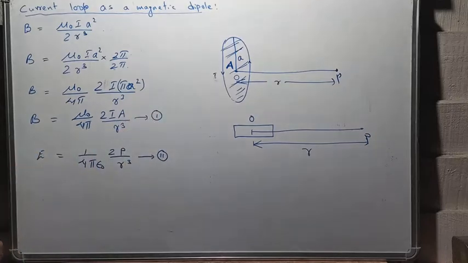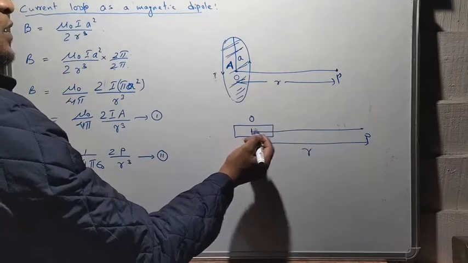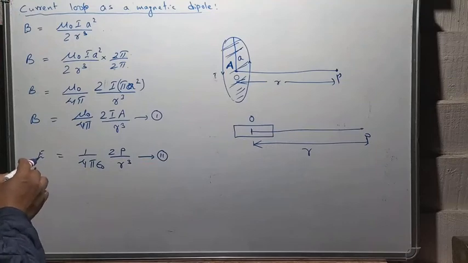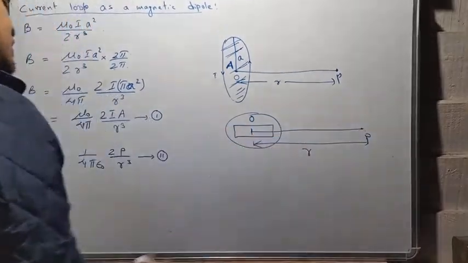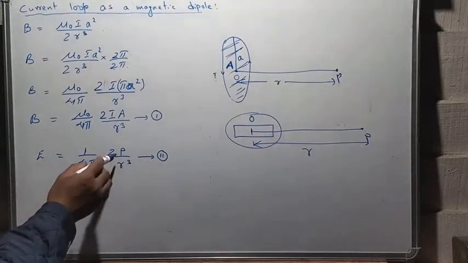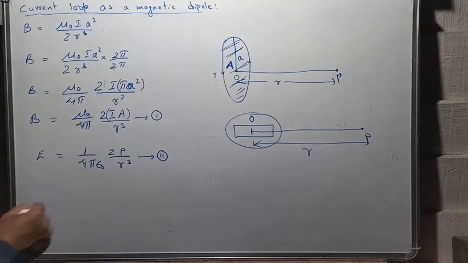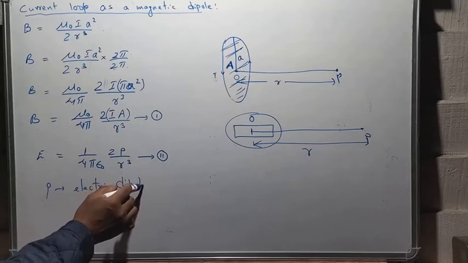Similarly, if you remember in chapter 2, we also talked about the electric field at an axial point at a very large distance from the center of the electric dipole. In that case, we found that the electric field E at this point P is 1 upon 4 pi epsilon naught, 2 P upon r cube. Let us name this equation 2. This P here is known as the electric dipole moment.